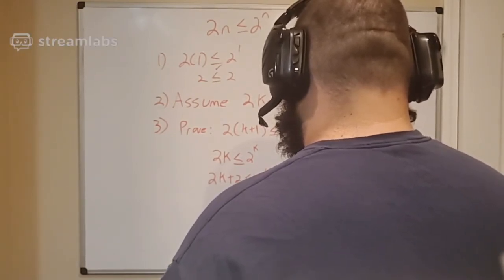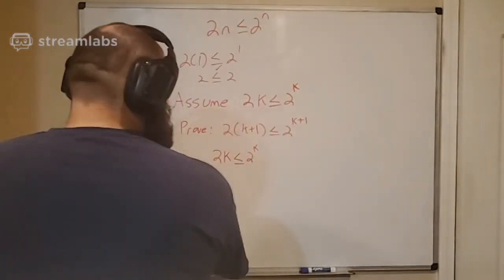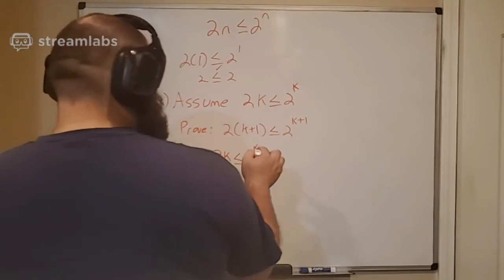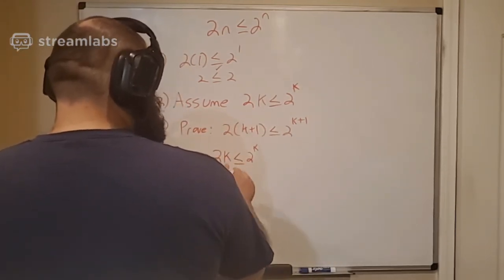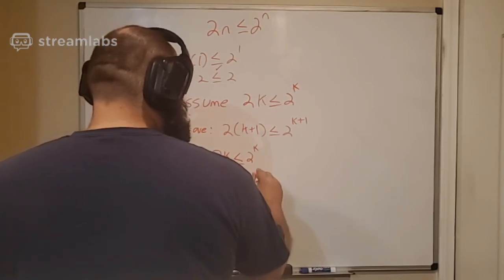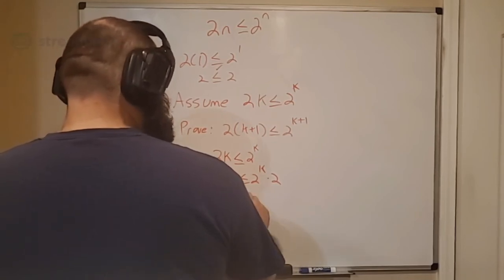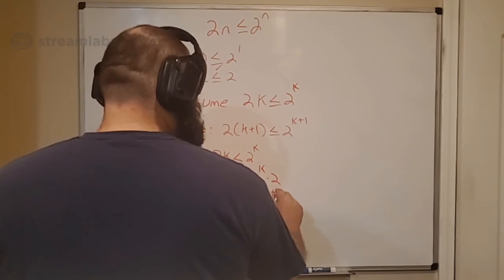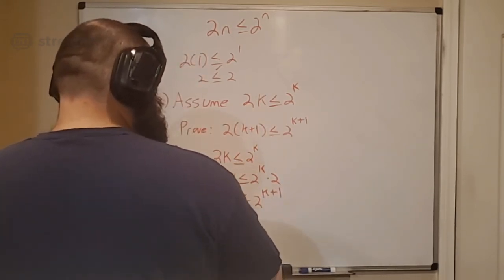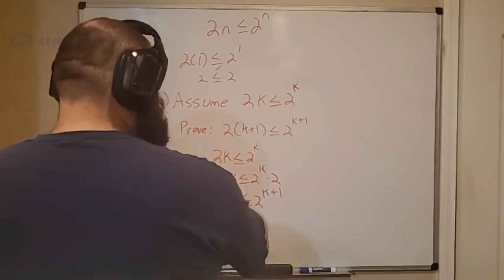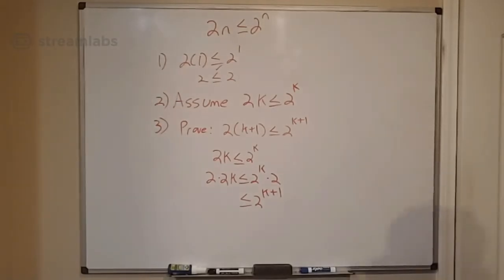So let's see. In this case, we could start with the original and multiply both sides by 2. Then I get what I want on the right hand side. I don't get what I want on the left hand side. Oh, this is a nasty problem. This is terrible. I would never expect you guys to do it this way.